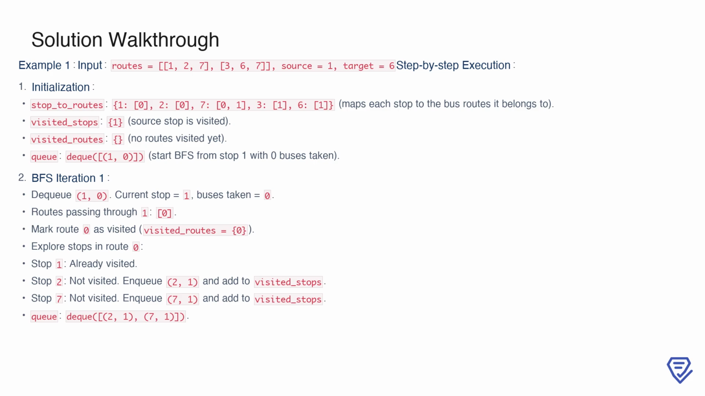In the first BFS iteration, we dequeue stop 1, which is our starting point, and check all routes passing through it. Route 0 is unvisited, so we mark it as visited and explore all stops in this route. Stop 1 is already visited, but stops 2 and 7 are not, so we enqueue them with an updated bus count of 1. Our queue now contains stops 2 and 7, each reached using one bus.